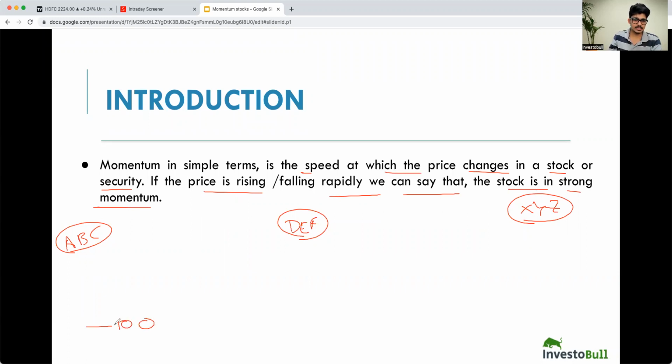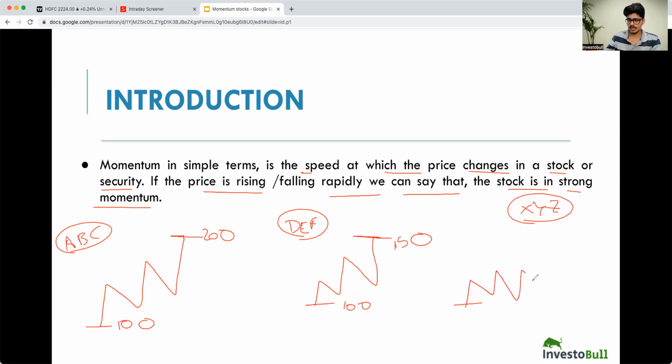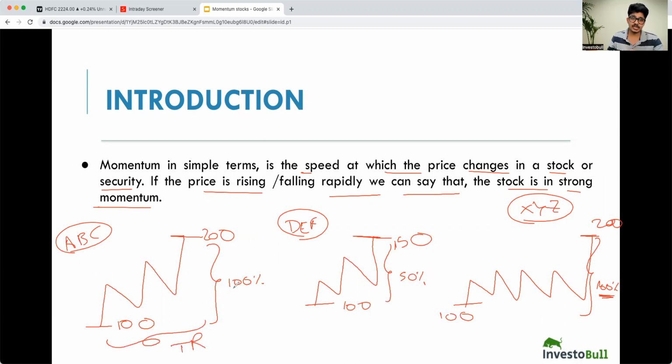Suppose ABC has rallied from 100 to 200, DEF has rallied from 100 to 150, and XYZ has rallied from 100 to 200, just like ABC stock. So here you can clearly see that ABC has given 100% returns, DEF has given 50% returns, and XYZ has given 100% returns. One thing we need to keep in mind is that the time range we are observing in each and every stock is the same.